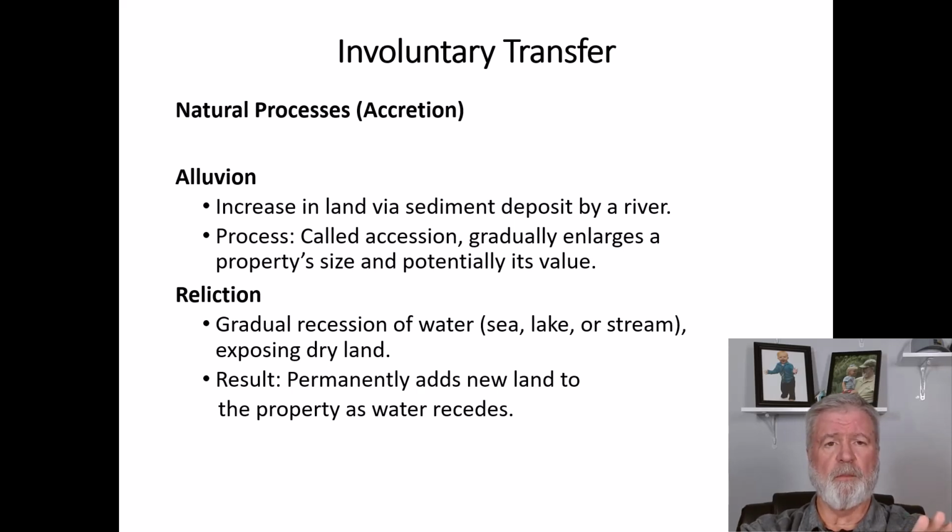Alluvion, and again, this is all part of accretion. But one way accretion can take place is through alluvion. That's an increase in land, where the water, river, stream, whatever has deposited soil onto your property, so you're gaining land that way. Reliction is when you're gaining land due to the recession of water. If the water dissipates or recedes, then obviously as the water goes out, you're gaining that land. Okay, so that's reliction.